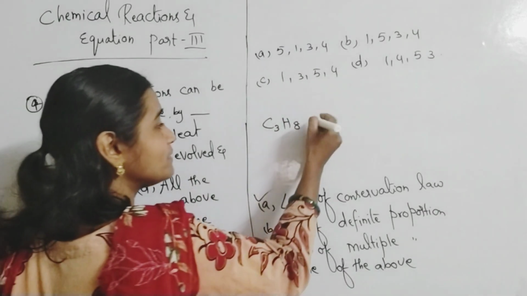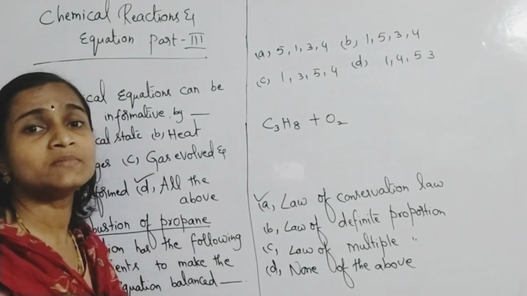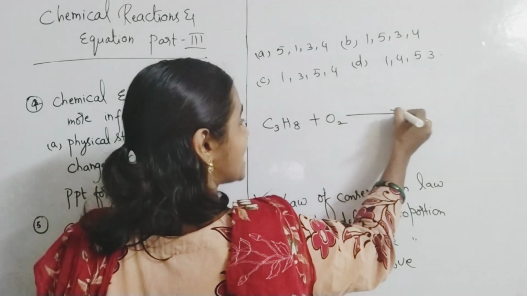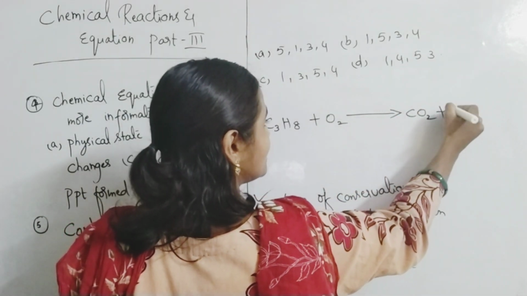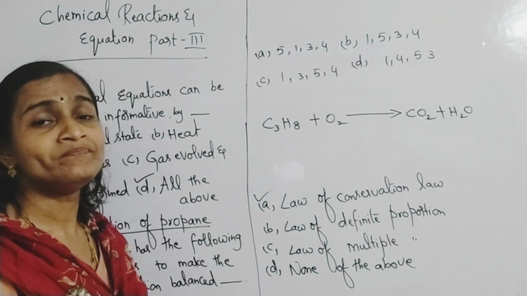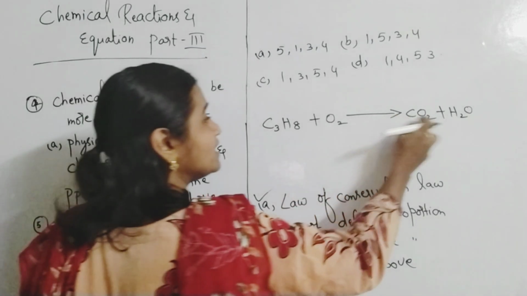Okay, so you have to write a balanced equation here. Propane on combustion. Combustion means what? Reaction with oxygen only. So what are the standard products you are going to get? Carbon dioxide and water. Any hydrocarbon, when it is combusted, the standard products which you are going to get are what? Carbon dioxide and water.